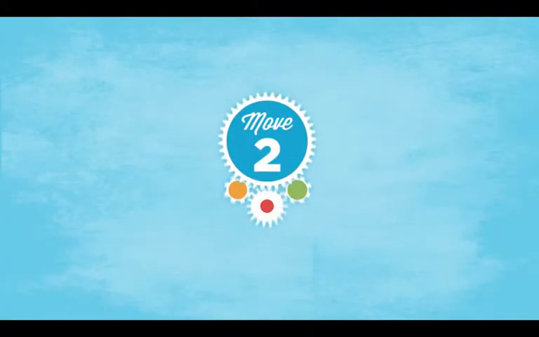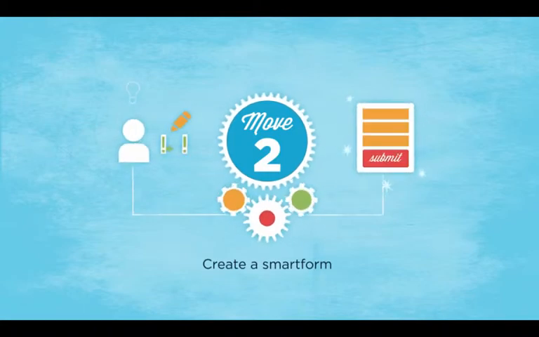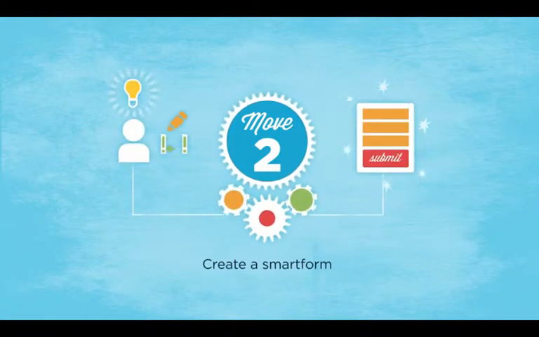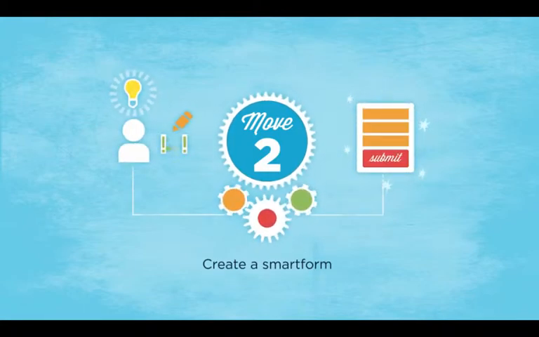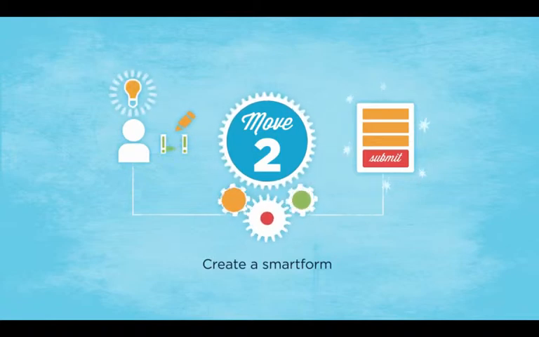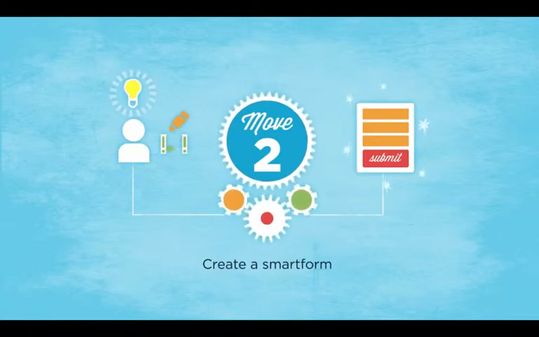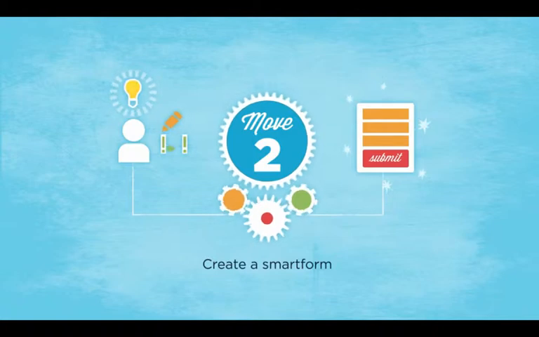In move 1, you learned how to enter someone into your Ontraport database, which created your first contact record. Since you just learned how to manually enter someone into the system, now it's time to learn how to create a form that you can put up on the internet for people to fill out so they can enter themselves into your database and create their own contact record automatically.